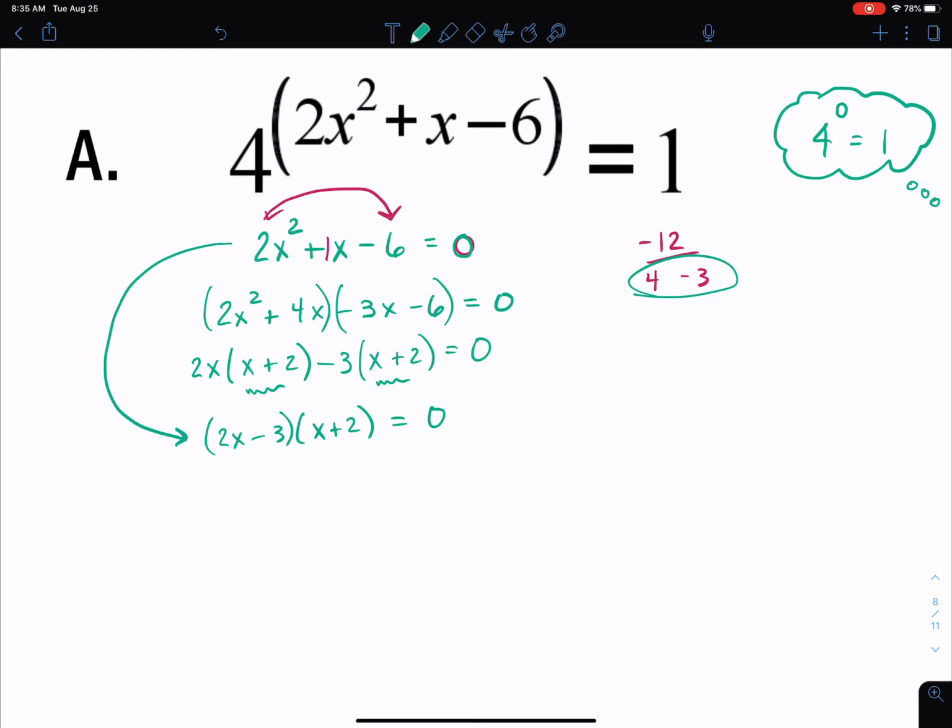So the objective here, let's go back to the question, is to solve this. So I still have a little bit of work to do. If I set this first factor equal to 0, my solution would be x equals 3 over 2. And if I solve the second one, my solution would be x equals negative 2. So x could be either one of these answers and that expression would equal 1.